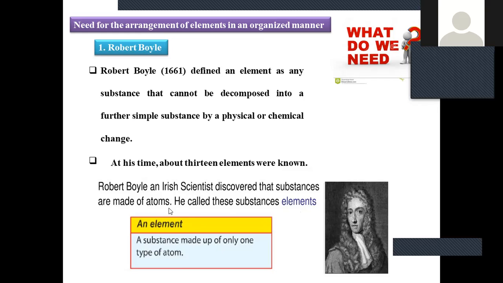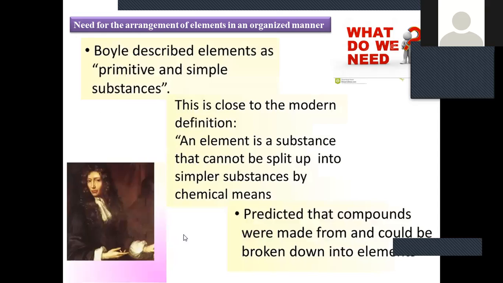The terminology of element was provided by the scientist called Robert Boyle, and it is a substance made up of only one type of atom. So if you are taking any kind of substance that is made up of only one type of atom, for example, I'm taking coal. What is it made up of? It is made up of purely carbon only. Wherever you are taking and identifying its composition, you can find carbon only. In such a manner, the substance is made up of only one kind of atoms. He assumed like that, right?